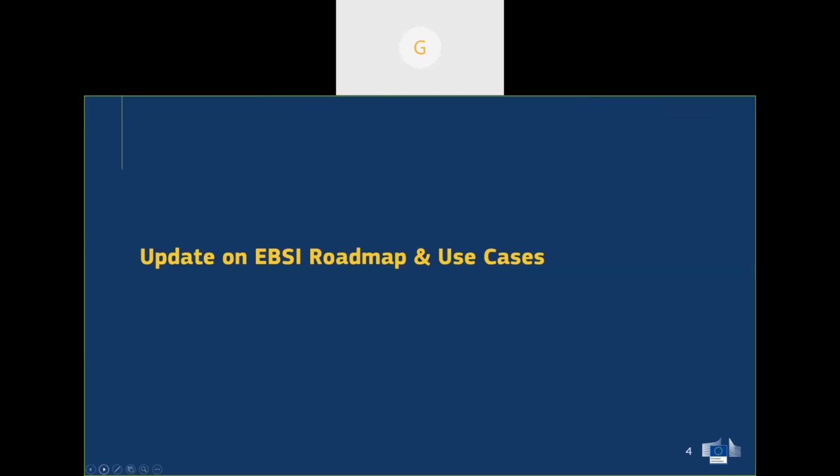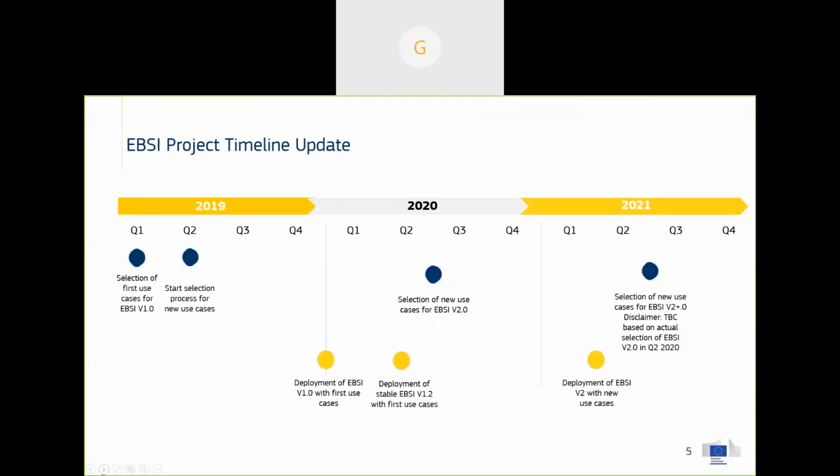Okay, so where are we? We are at the end of the Q1, and in the upcoming weeks, we will be delivering a stable API and a future-proof architecture. After that, we will work together towards the selection of the new use cases by the end of Q2.